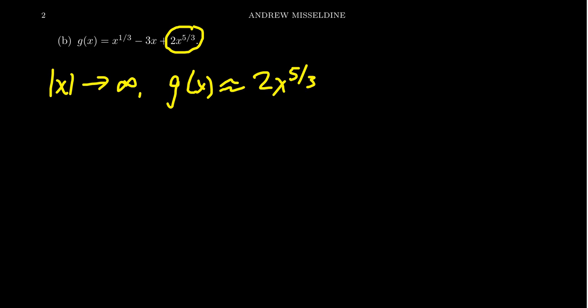So what does that graph look like? What does it mean to graph, you know, because the previous one was a monomial. We learned about monomials before. What does it mean for x to approach, you know, how do you graph x to the 5/3 here?